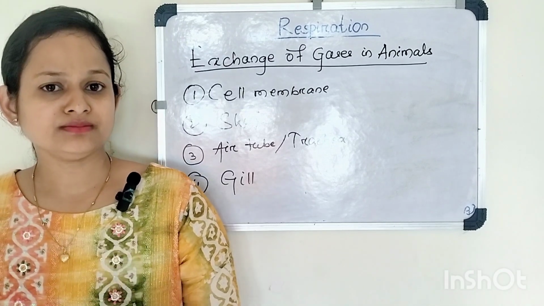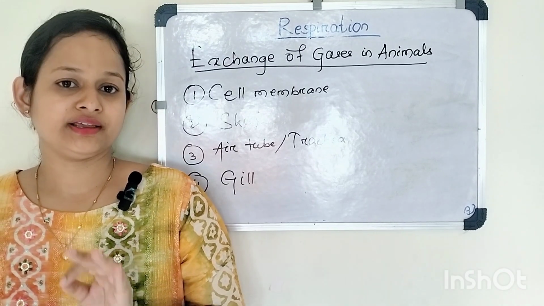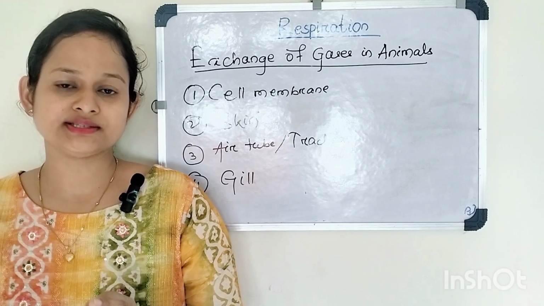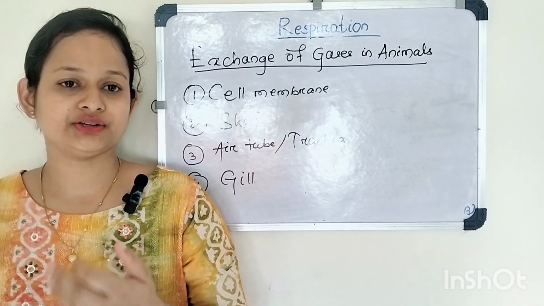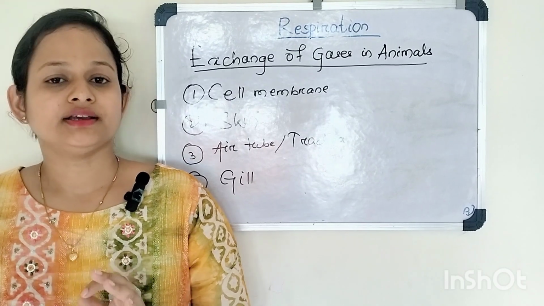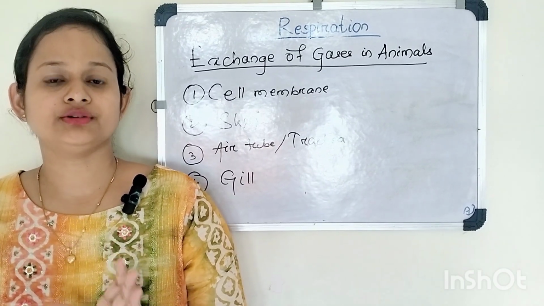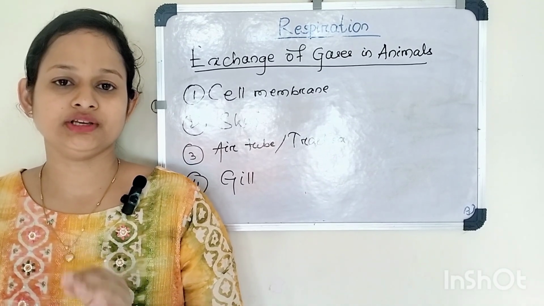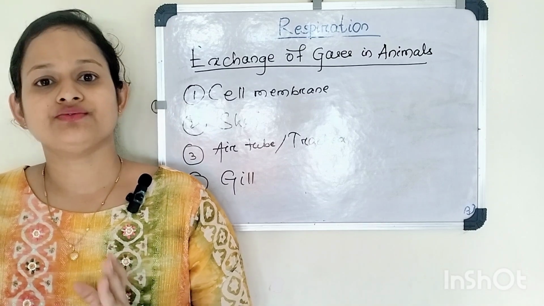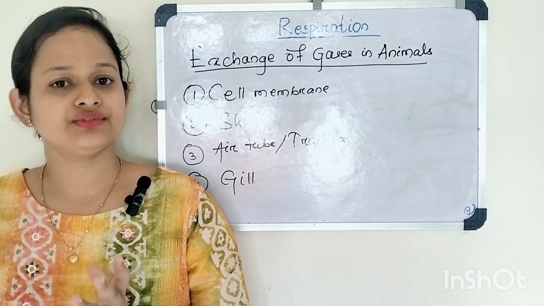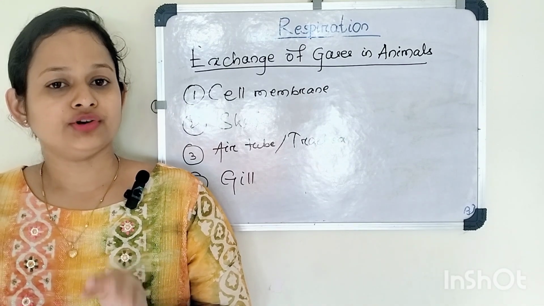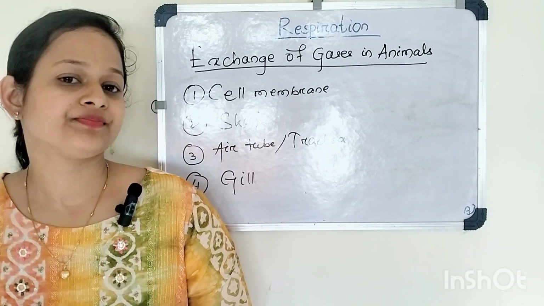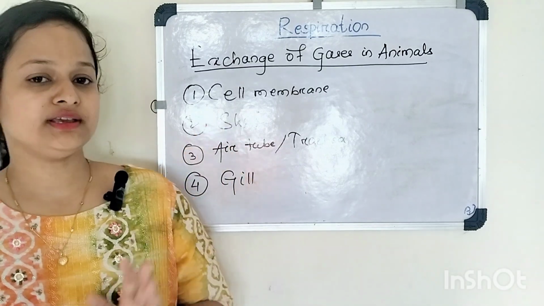And some multicellular organisms like hydra, sponges, and tapeworm lack a particular organ for respiration. So they also use the process of diffusion for the exchange of gases, and they use their cell membrane or body wall for the exchange of gases. Then come to the skin.